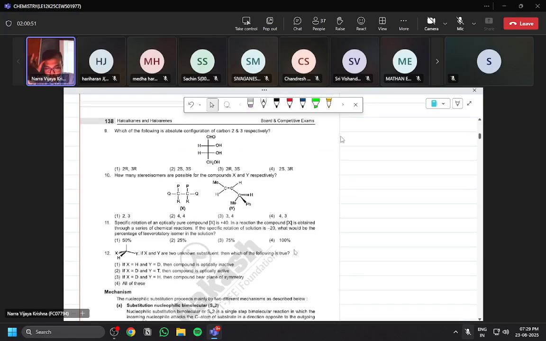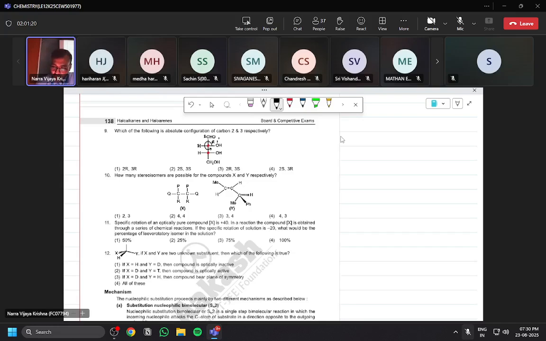Which of the following is the absolute configuration of this carbon at 2 and 3? At this carbon and this carbon, what is the absolute configuration? Which is priority? 1, 2, below 3. Means 1, 2, 3. What is this order? Anti-clockwise. Anti-clockwise means R, but hydrogen is horizontal. So this is R. If hydrogen is vertical, I will keep it as it is.